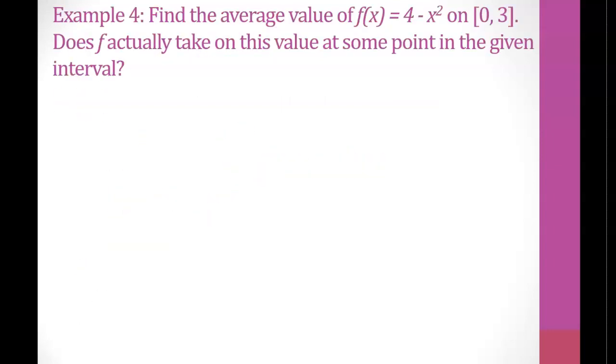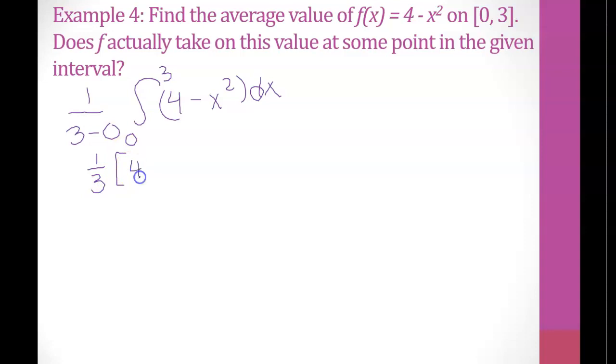over 3 minus 0, integral from 0 to 3 of 4 minus x squared dx. Find that value, so use your reverse power rule. 1 over 3 minus 0 is 1/3. Antiderivative of 4 is 4x. Antiderivative of x squared is 1/3 x cubed, and we are evaluating that from 3 to 0.